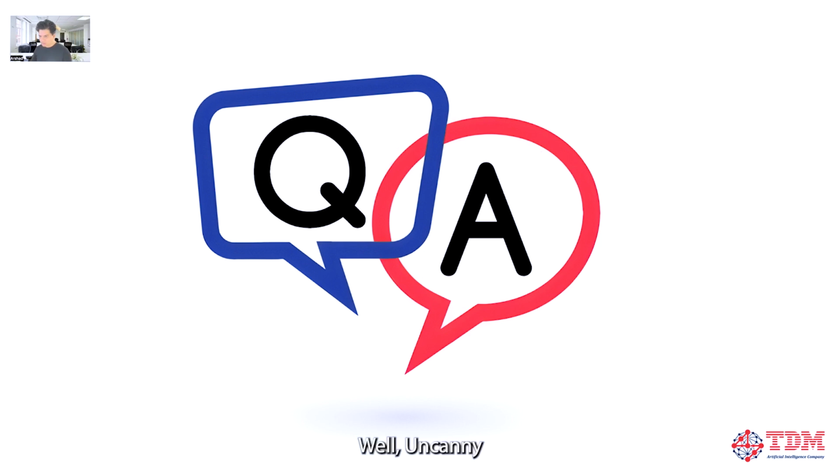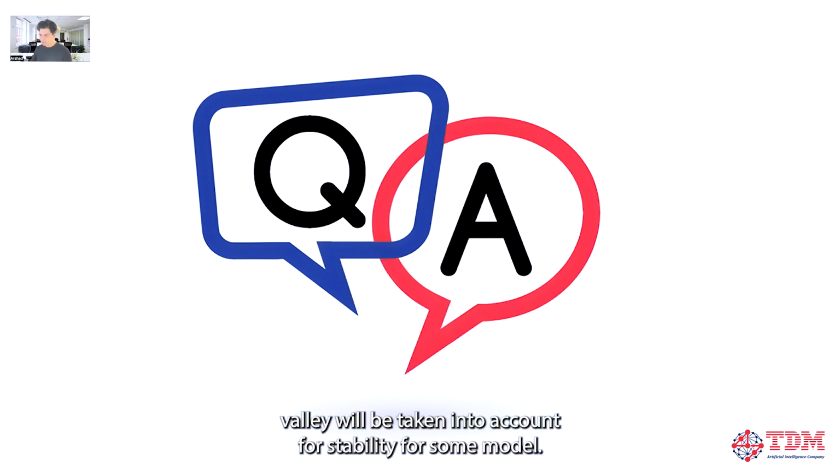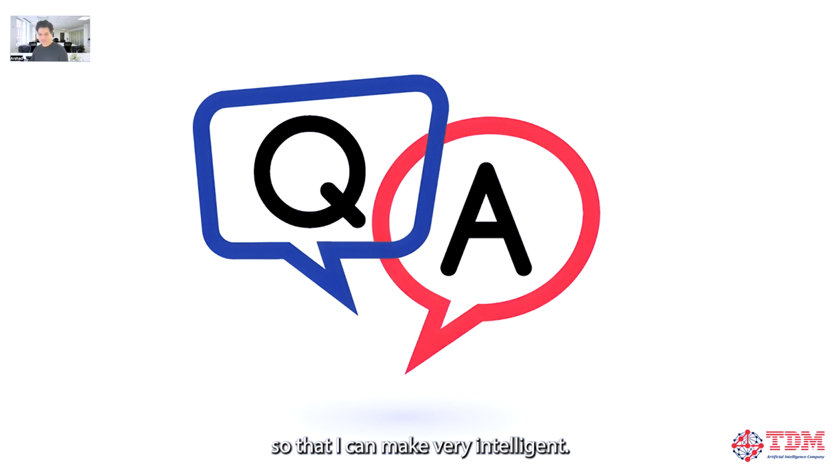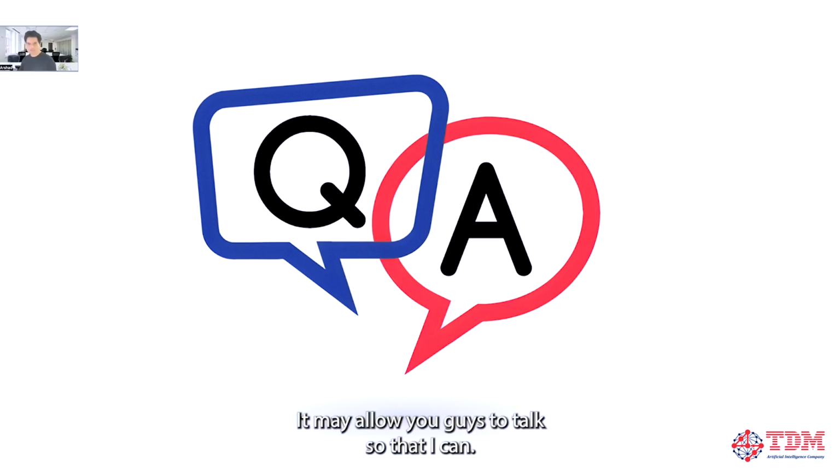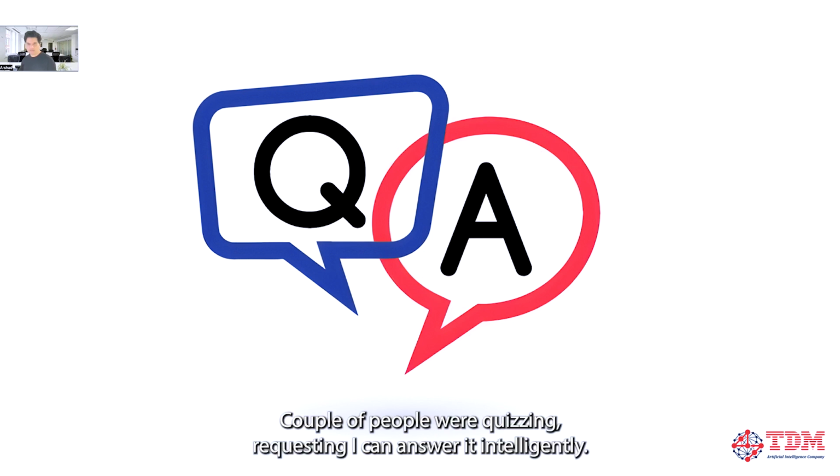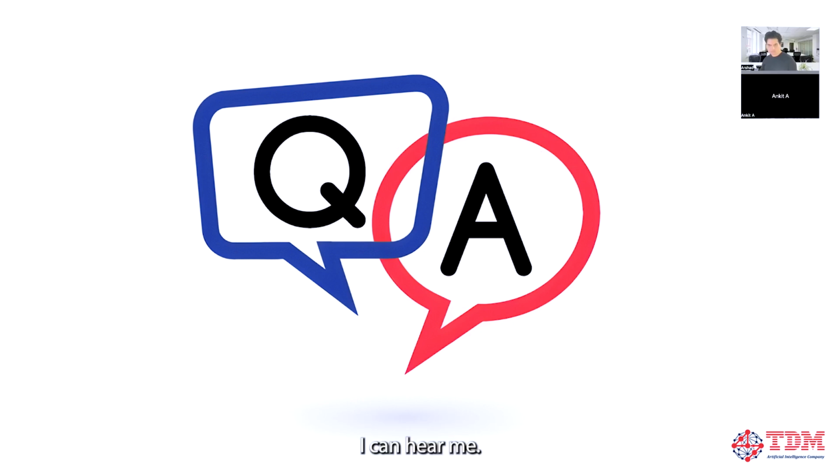Will uncanny valley be taken into account for a Stable Diffusion-similar model? I have no clue what this question is, so please elaborate on it, and I will open for live questions as I keep going. If you can elaborate your question, that would be lovely, so that I can answer very intelligently. Let me allow a couple of people who are requesting to talk, so I can answer it intelligently. Hi, can you hear me?